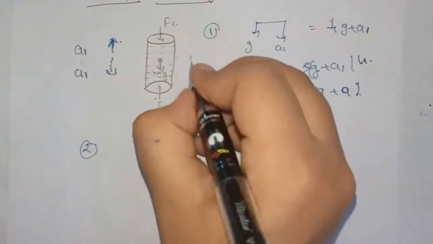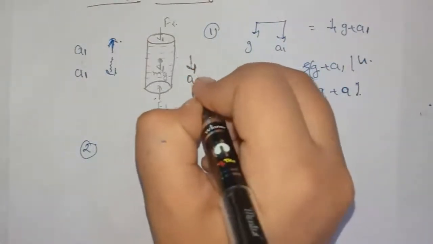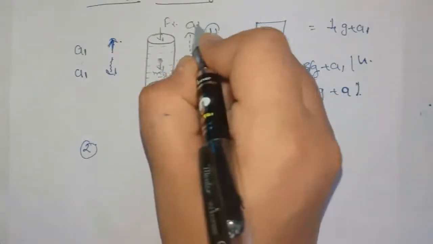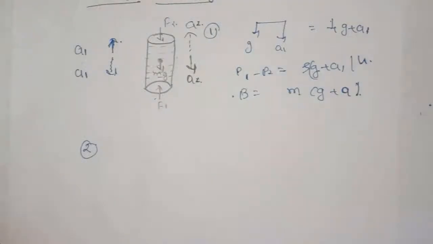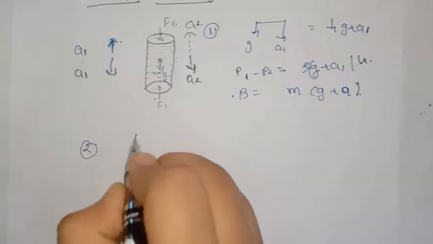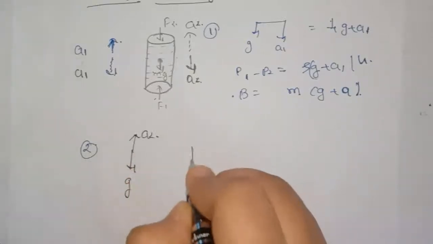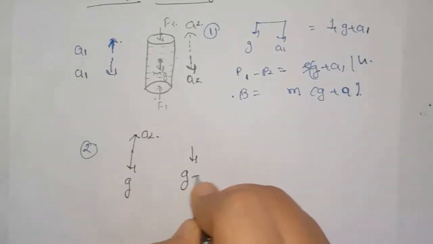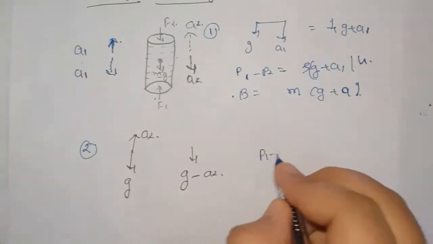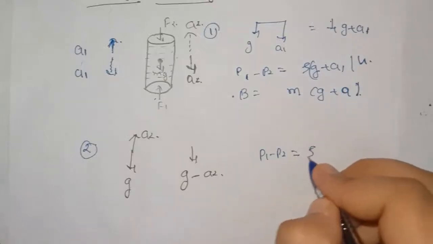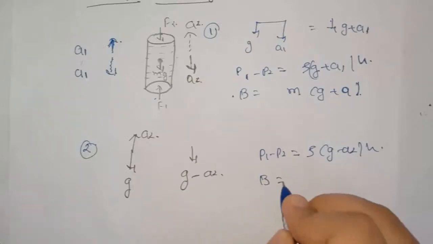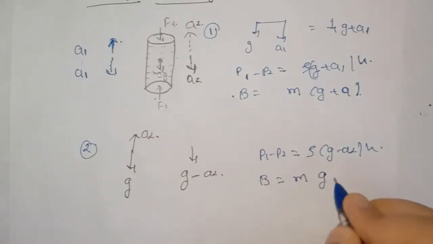The second case, the whole container is moving downwards with acceleration a2. Again, for simplicity, we will apply pseudo force in upward direction. So acceleration a2 in upward direction. So downward direction acceleration g, upward direction acceleration a2. So net acceleration in downward direction will be g minus a2. So the pressure difference P1 minus P2 will be equal to rho (g minus a2) into h, and the buoyant force will be m (g minus a2).